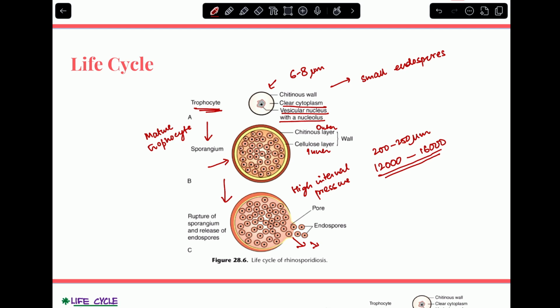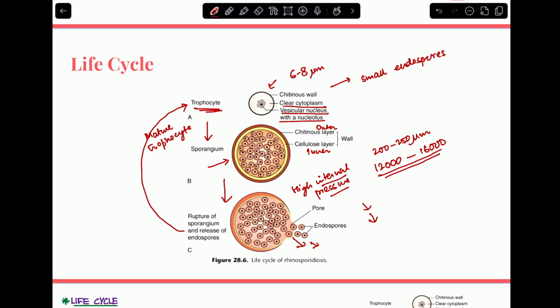However, sometimes the internal pressure may not be as high. In that case, the spores start getting liberated one by one without breaking the wall. And after the liberation of the spores, the life cycle repeats, and each endospore leads life as a trophic stage, as a trophocyte. So this is how the life cycle of Rhinosporidium goes on.